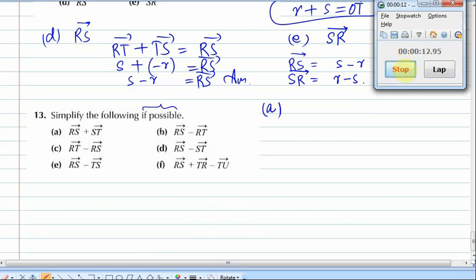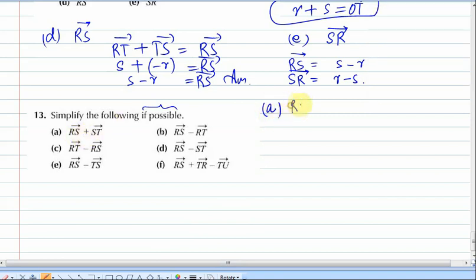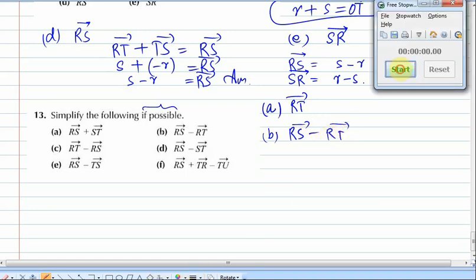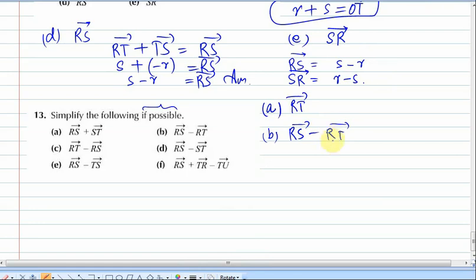So the first part answer, it's RS plus ST, both letters are same. The answer is RT. Right? Second part, RS minus RT. Now you have 20 seconds, start. So when you are solving the negative vectors, the first letters of both the vectors should be same, and the resultant will be the reverse order, that will be TS.